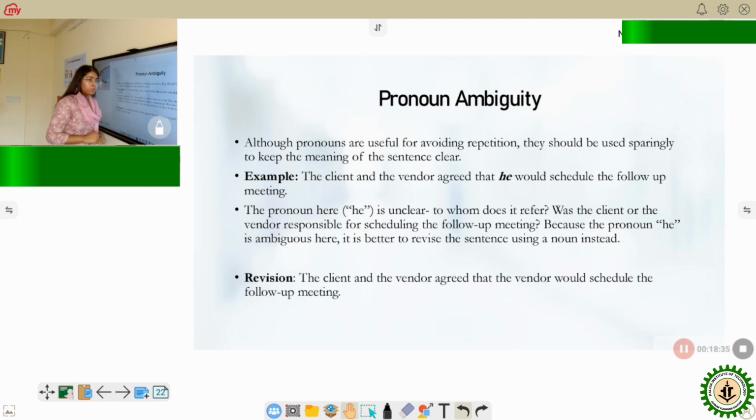Now, the subject is both. We have two nouns, the client and the vendor, and we are using he. Who is he referring to? Is it the client or is it the vendor? So, in this case, we will avoid using any pronoun because it will create an ambiguity in the sentence. We won't be able to understand who the pronoun is actually referring to. So, the revision will be: the client and the vendor agreed that the vendor would schedule the follow-up meeting. So, we will use the noun only. We won't use any pronoun to avoid any ambiguity. So, while we are using pronouns, we will have to use them with discretion.